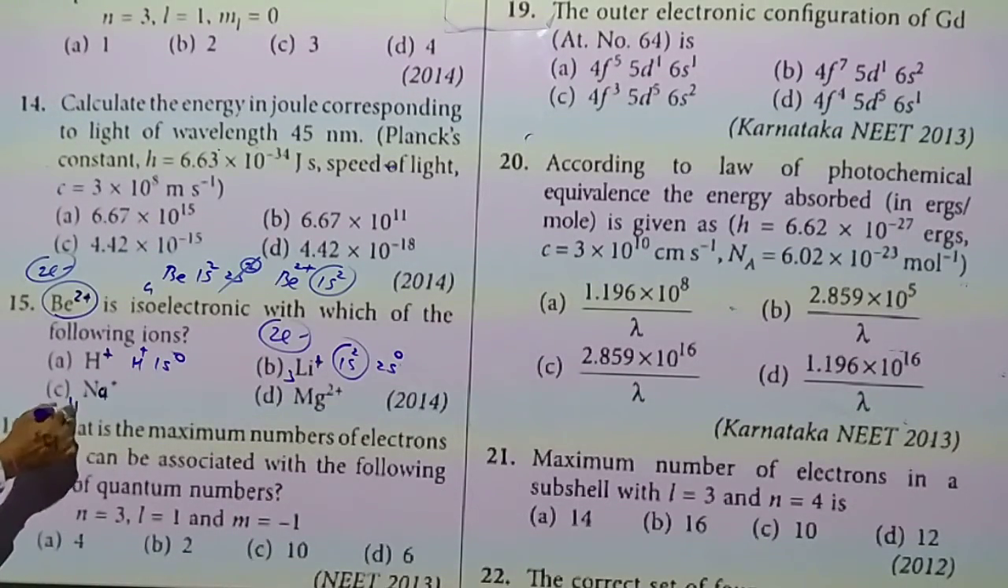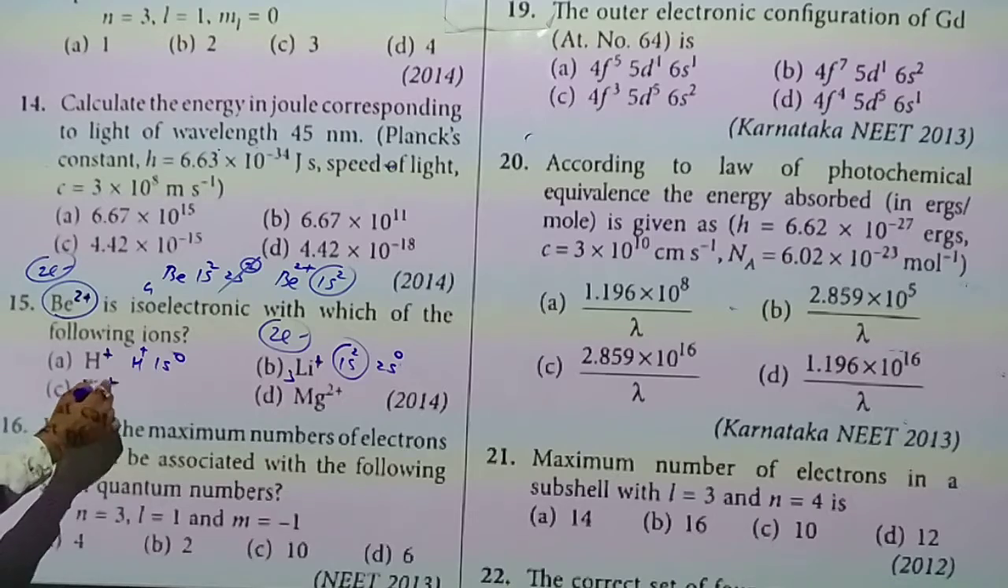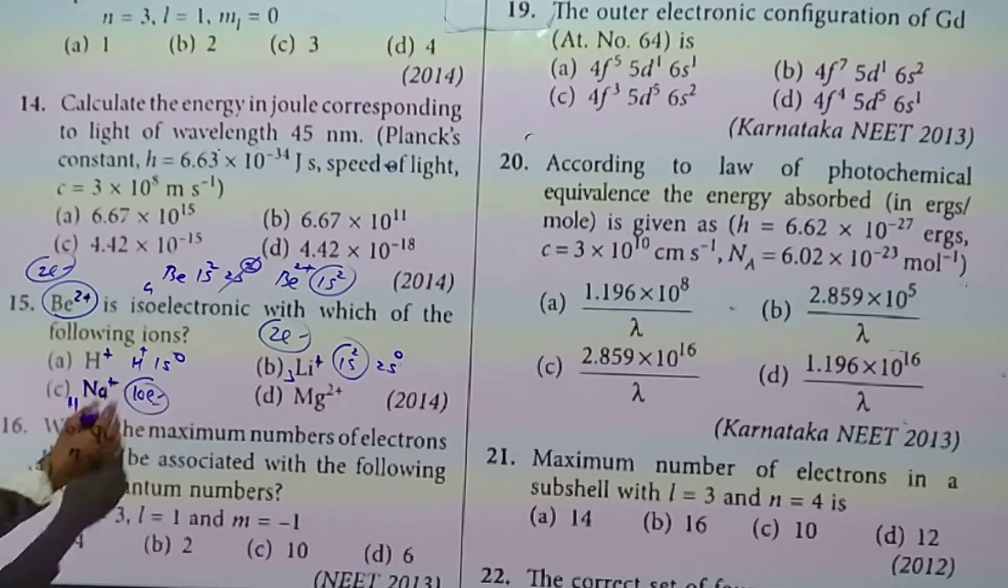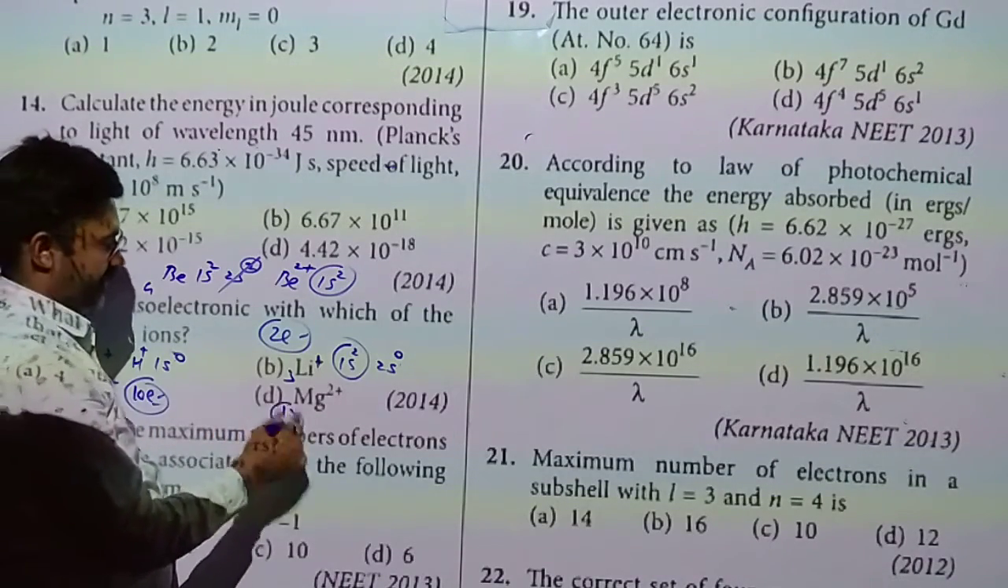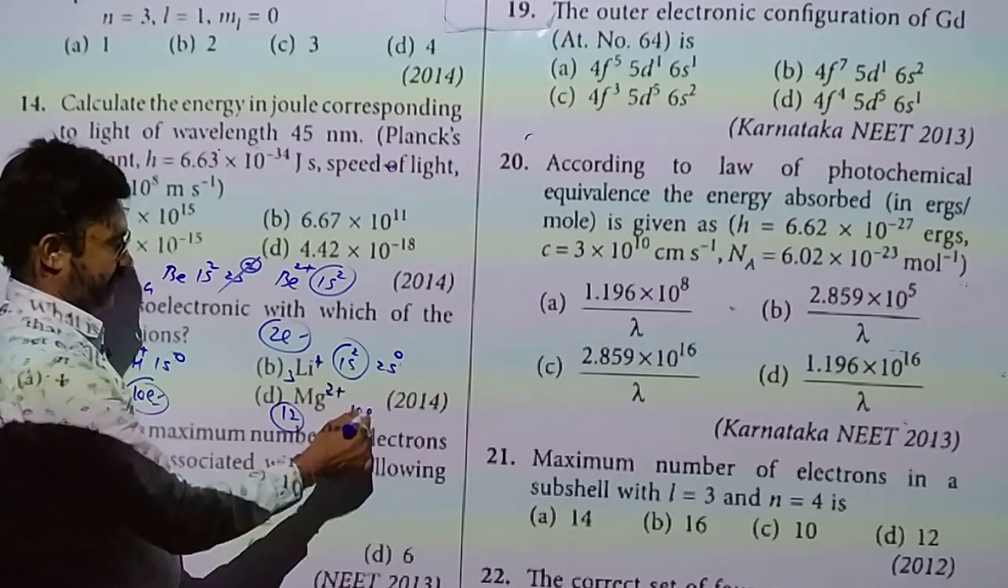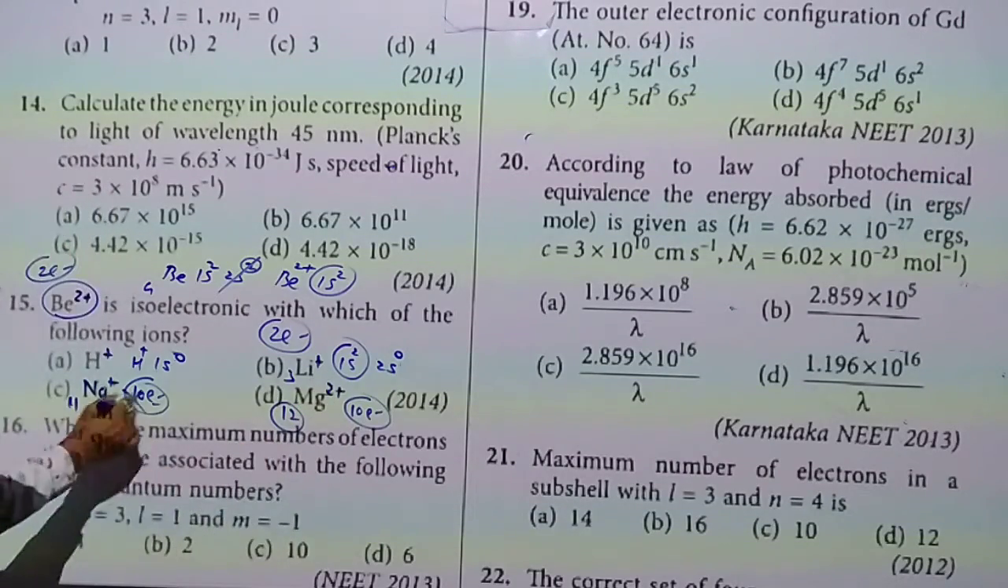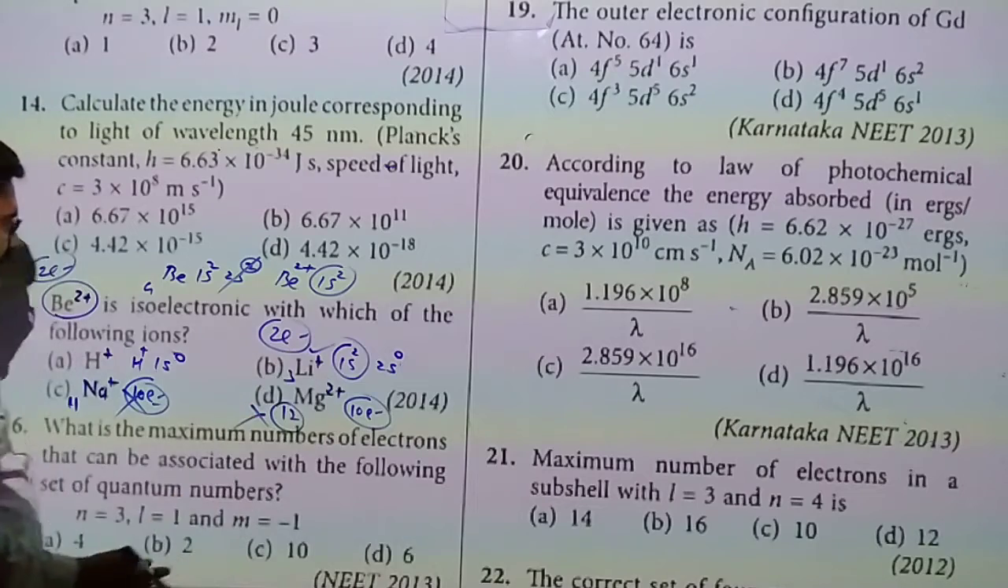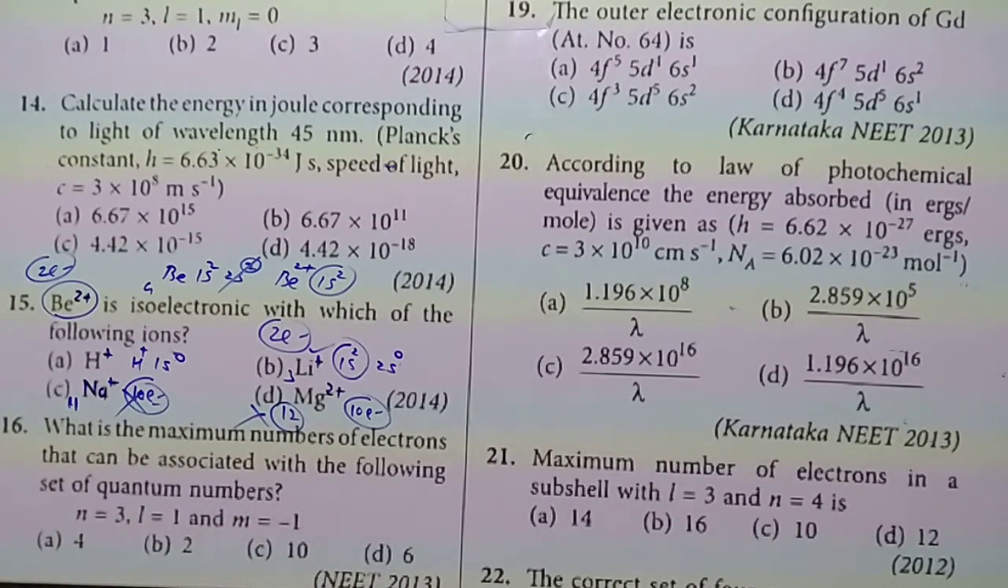In sodium there should be 11, after removal of 1 there should be 10. In magnesium 12 electrons, after removal of 2 there will be 10. So only Li plus is isoelectronic with beryllium plus 2. Understood like this.